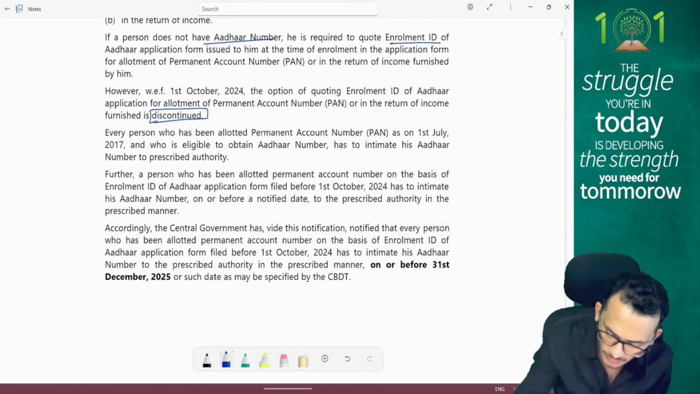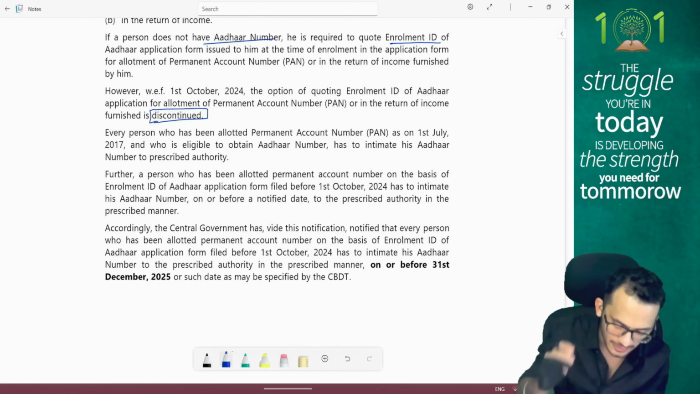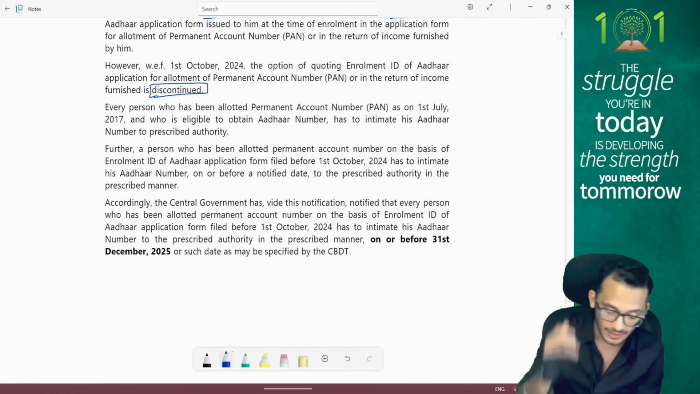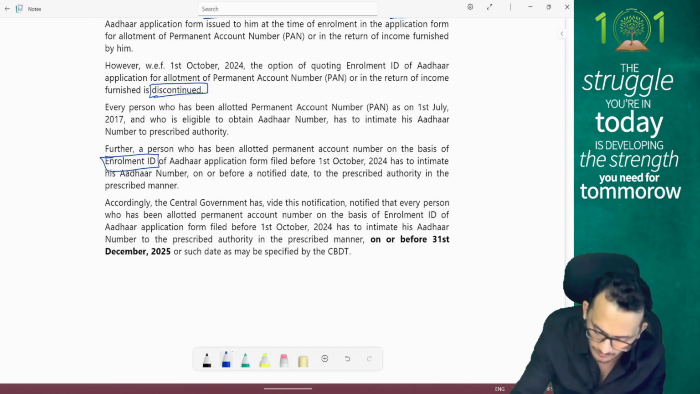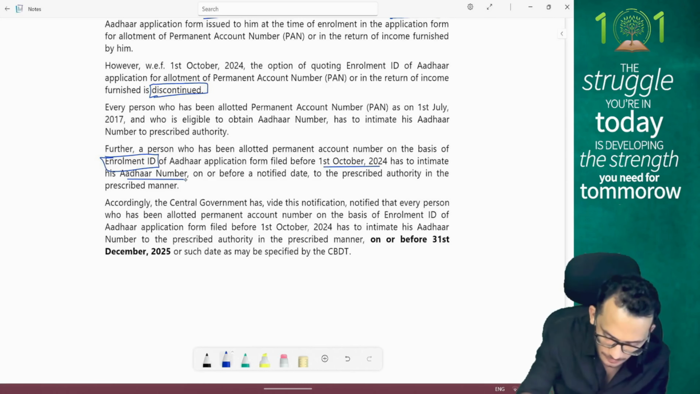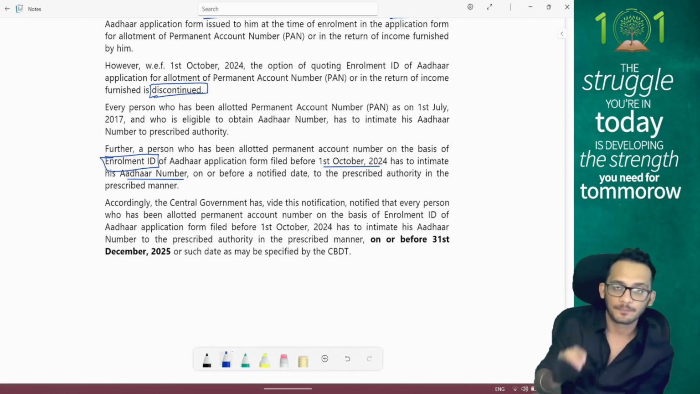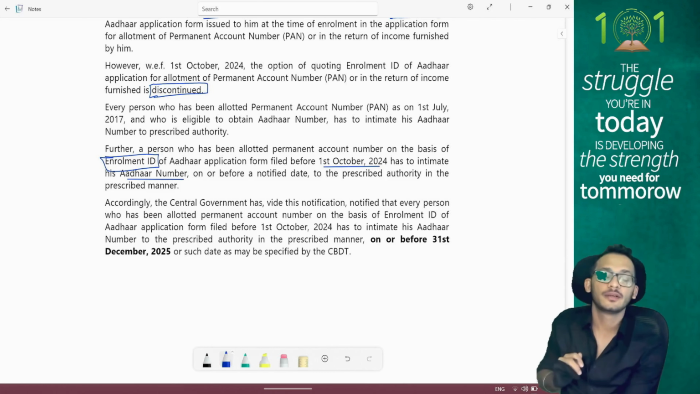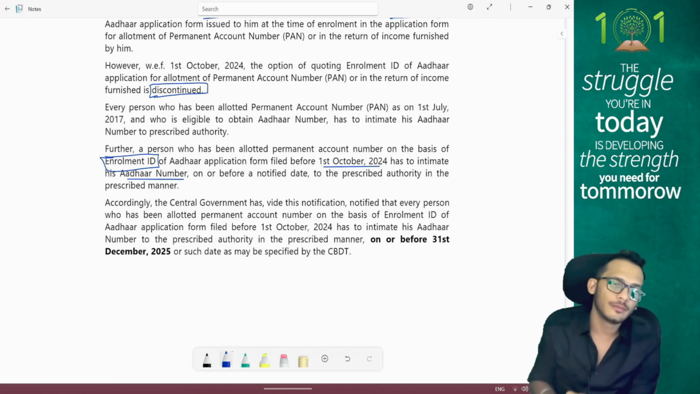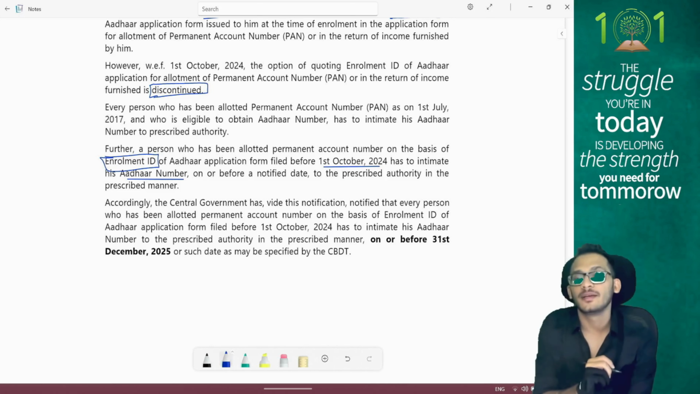Every person who has been allotted a PAN number as on 1st July and is eligible to obtain an Aadhaar number has to intimate his Aadhaar number. A person who has been allotted a PAN on the basis of the enrollment ID of the Aadhaar number filed before 1st October 24 has to now intimate his Aadhaar number on or before the notified date. So, income tax has clarified that after 1st October, you will not be permitted to get a PAN number by using enrollment ID. You will have to get a PAN number only by using your Aadhaar number.